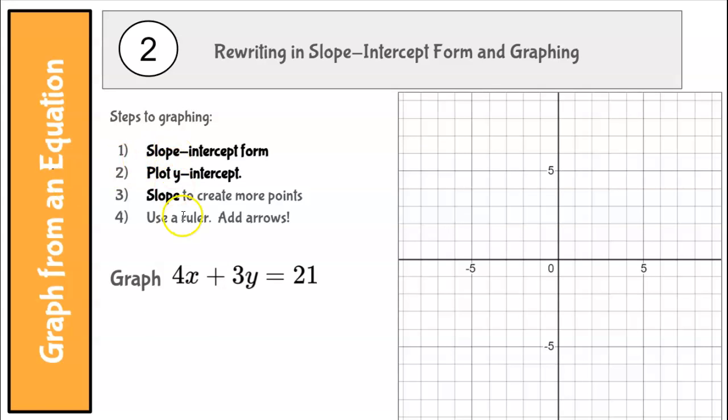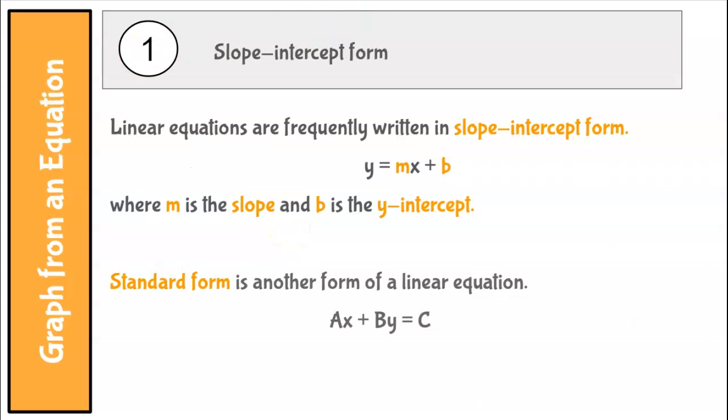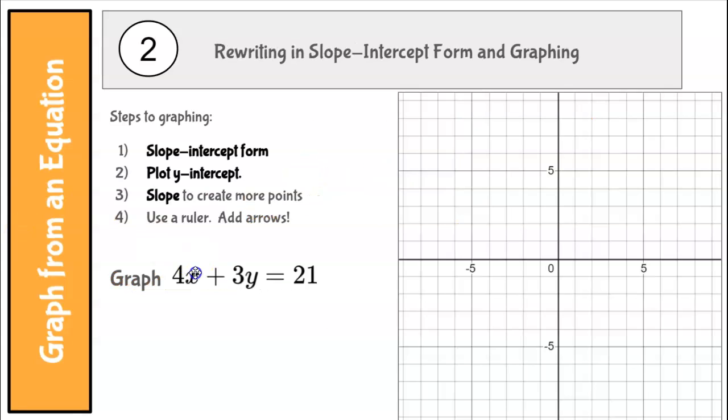So let's look at some examples here. Again, I abbreviated the steps: slope-intercept form, plot the y-intercept, use the slope to create more points, use a ruler, add arrows. So we're going to graph 4x plus 3y equals 21. This is not in slope-intercept form. Remember, slope-intercept form is y equals. And this does not say y equals, there's a whole bunch of junk over here with it. So we have to get rid of that junk. And if you'll remember, we've done this before. We know how to do this.